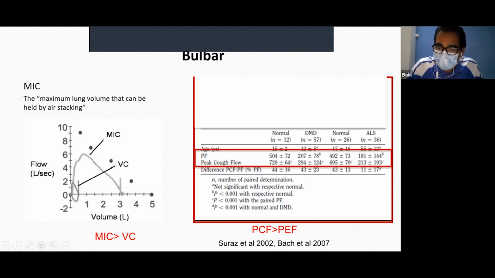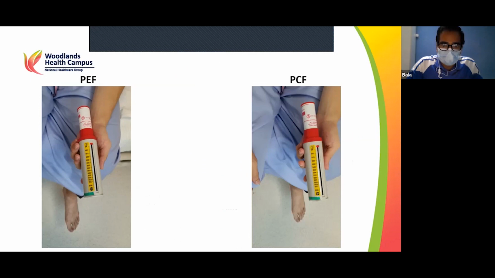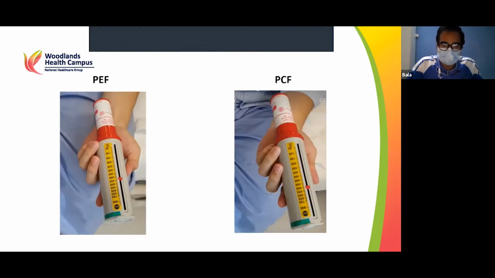We can assess peak cough flow and see whether it is greater than peak expiratory flow. If peak cough flow is greater than peak expiratory flow, then bulbar is intact. So these are two ways to assess bulbar function clinically. These are some values I've just shown. There's a difference between peak expiratory flow and peak cough flow.